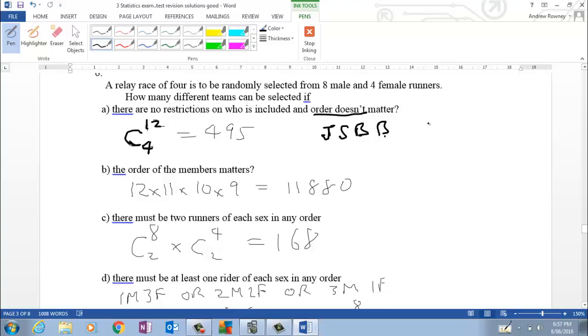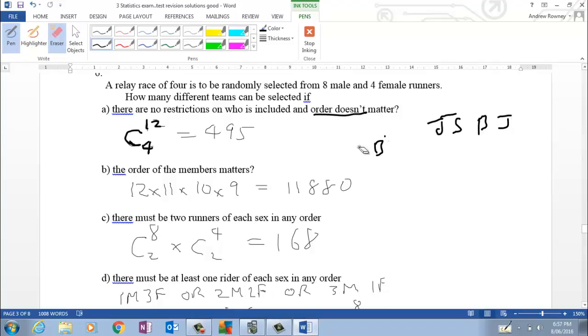That would be different to John, Sam, Bill and Jake. They are a different combination. But with this one here, if you swapped BSB, they're considered the same combination. They're different permutations, but the same combinations.